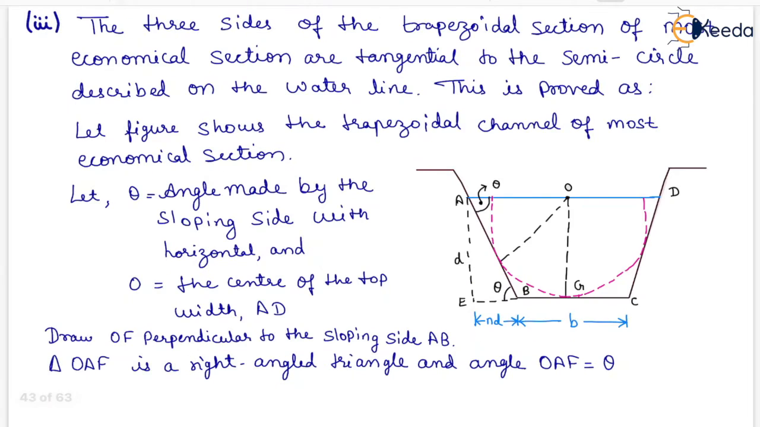flow. Now the third one is: the three sides of the trapezoidal section of most economical section are tangential to the semicircle described on the waterline. This is proved as, let figure show the trapezoidal section of most economical section, which is shown here. Now theta will be the angle made by the sloping side with horizontal and O is the center of the top width, that is AD.